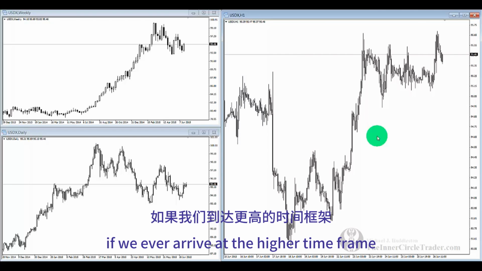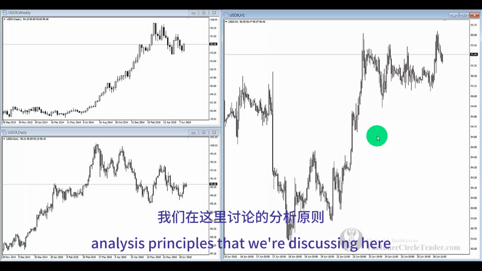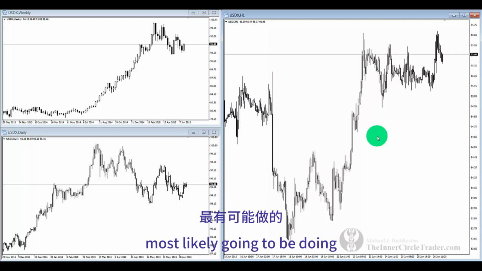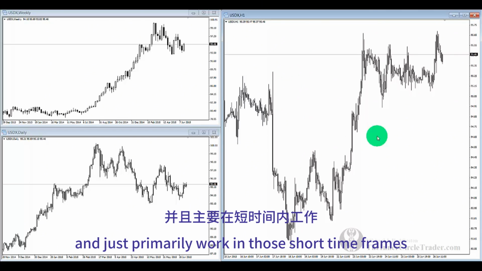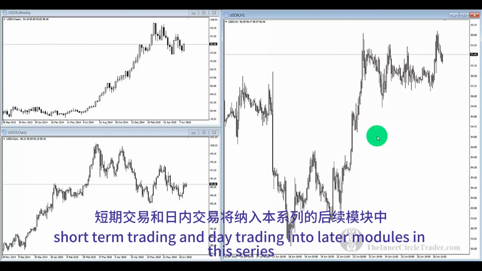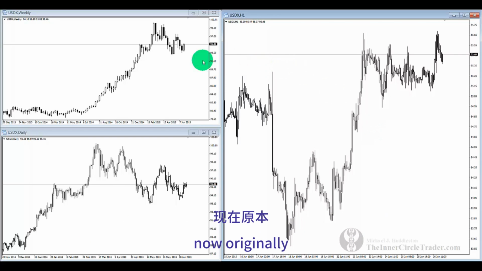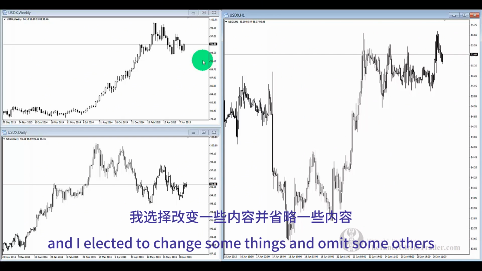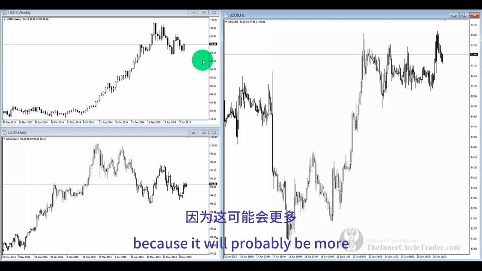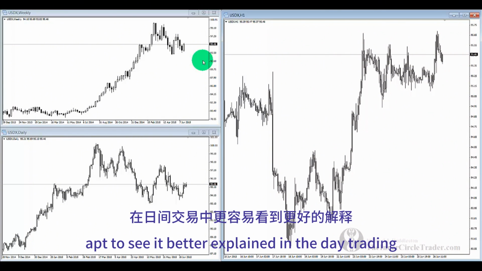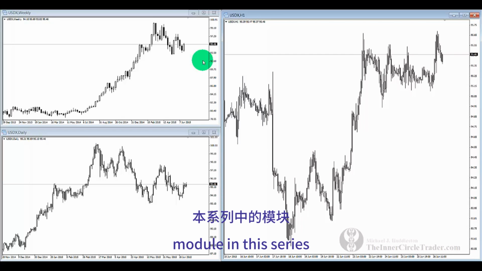If we ever arrive at the higher time frame analysis principles that we're discussing here, and it's a little unclear as to what it is most likely going to be doing, drop down into a lower time frame and just primarily work in those short time frames. Okay, and we'll talk more about that as it relates to short-term trading and day trading in the later modules in this series. Now, originally I had material for this module, and I elected to change some things and omit some others because we'll probably be more apt to see it better explained in the day trading module in this series.